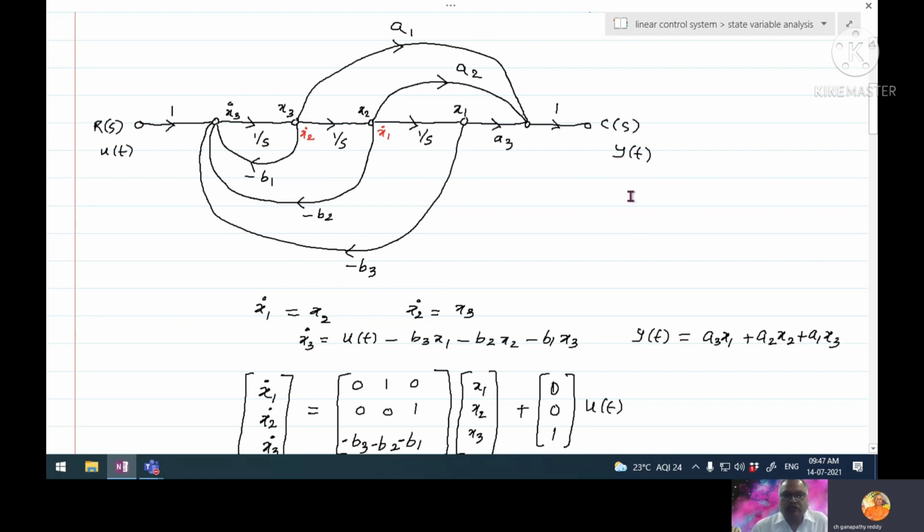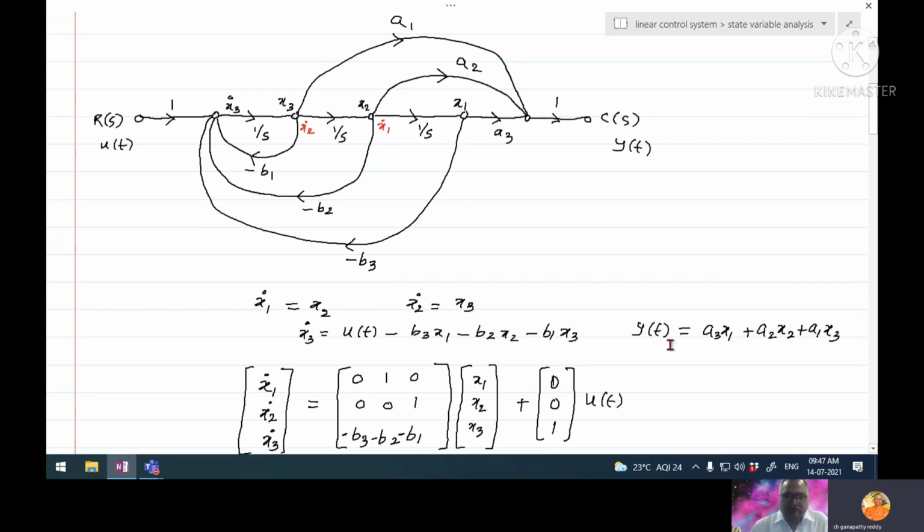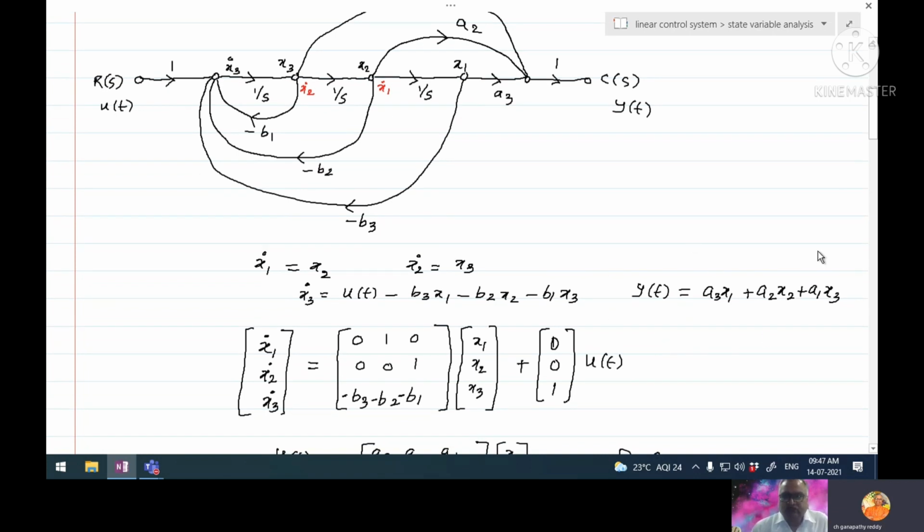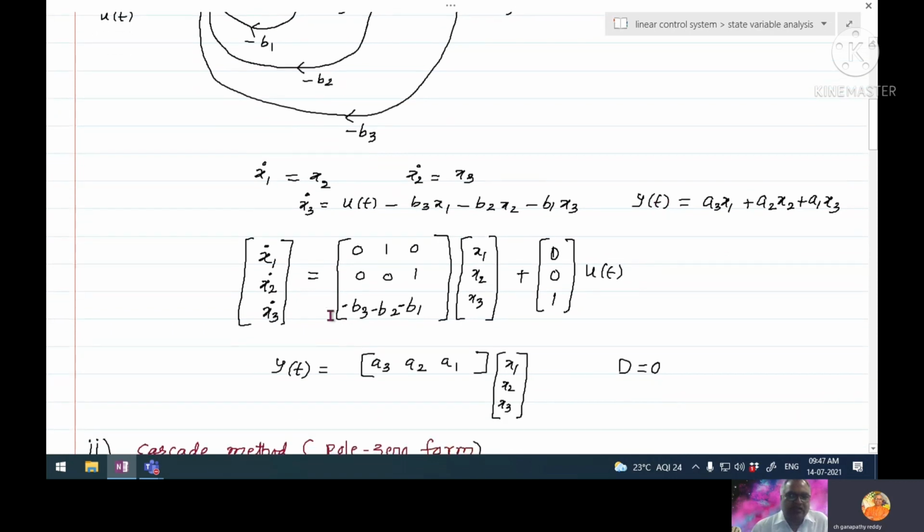What about output y of t? a3 x1 plus a2 x2 plus a1 x3. So this is expression for y of t. So these equations convert into matrix form. What I should get? x1 dot equal to x2 I should get now. So it must be 0, 1, 0. This you multiply with this. What you get? x2 plus 0 into u of t anyway 0. So this equation is done.